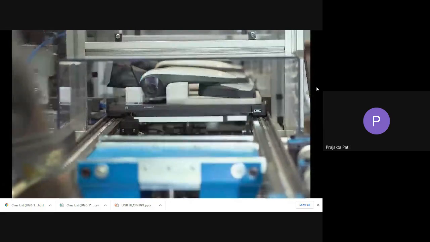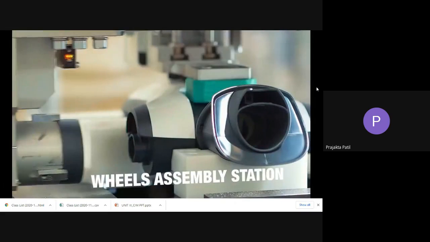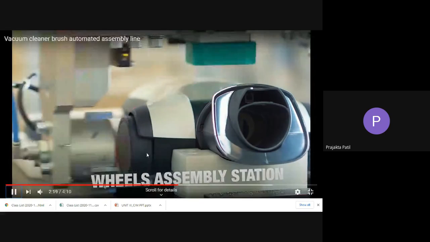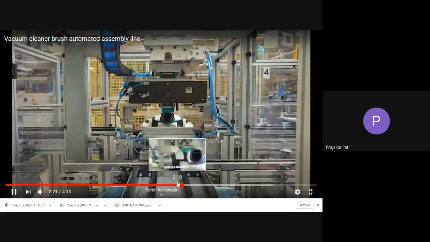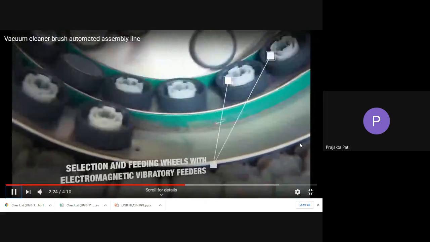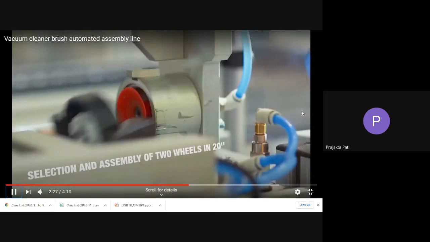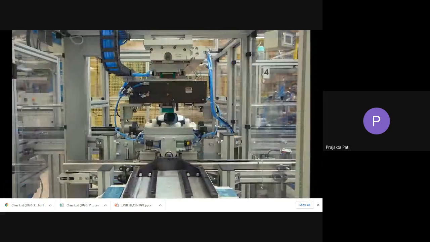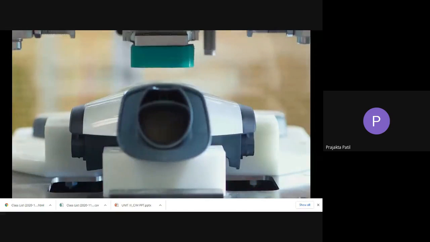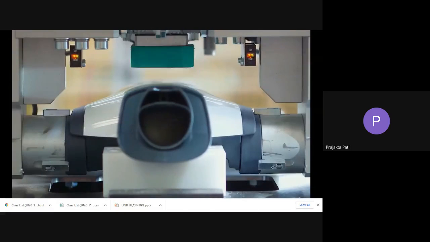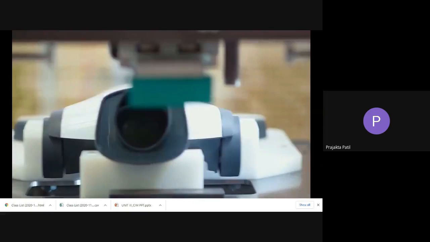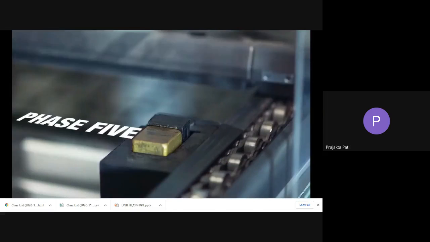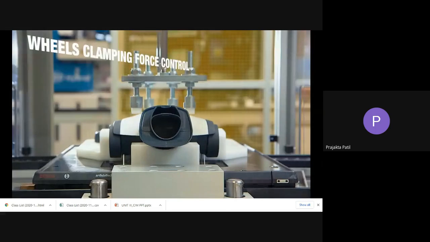So you can see these conveyors here. Wheel assembly station, you have the vacuum cleaner wheel getting placed. See, these are the wheels being attached. Wheel clamping, force control, there is proper clamping of wheels that will be done.